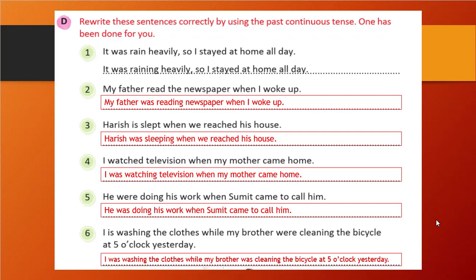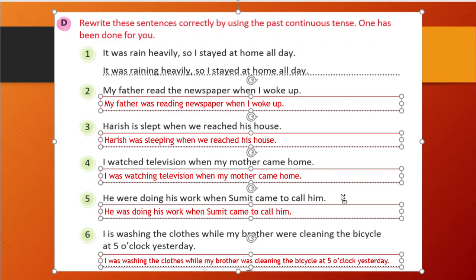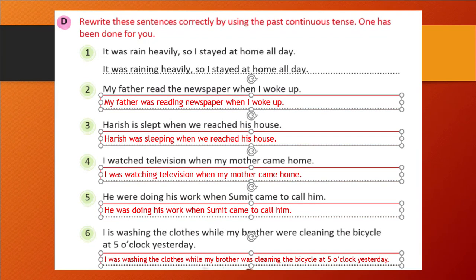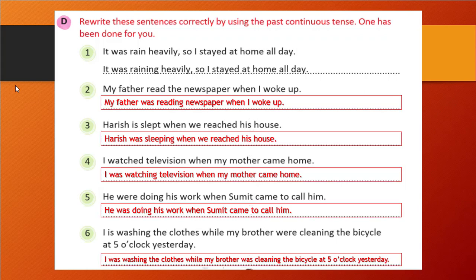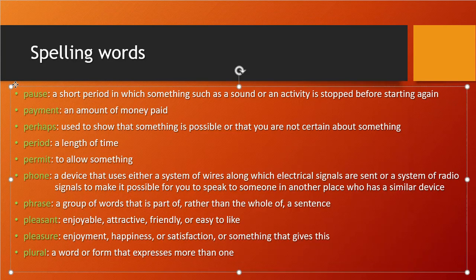So both actions are going on continuously. So both will be in the past continuous tense. Okay. So here we have finished this exercise also. Let's see further. Okay. So we have finished our unit 10 and 11 both. So today the last thing we will discuss is the spelling words.